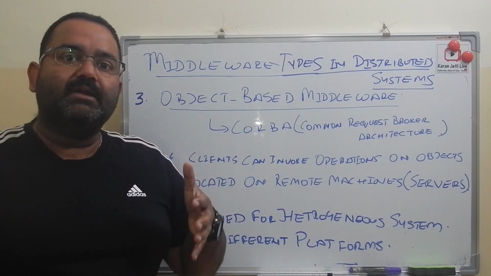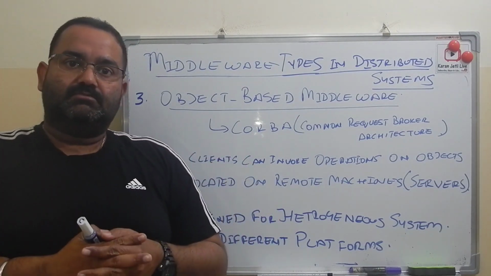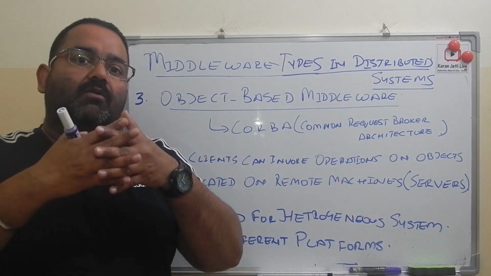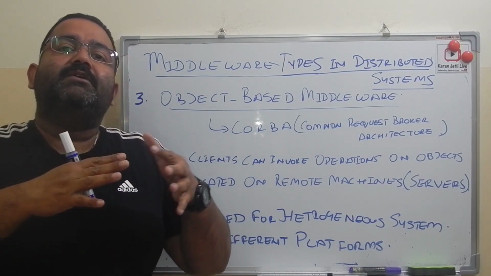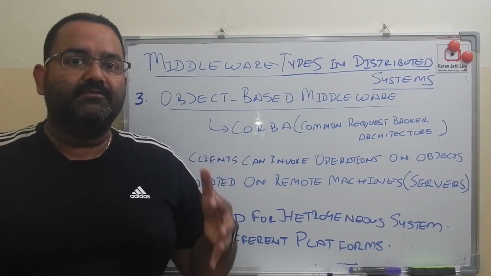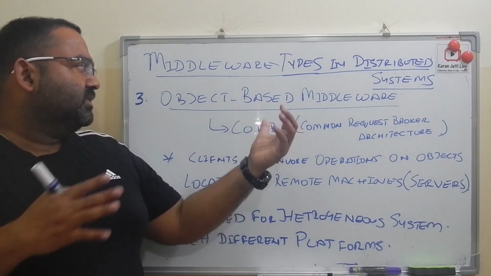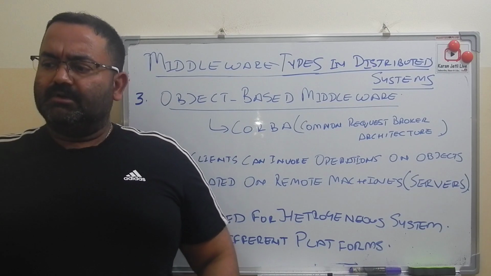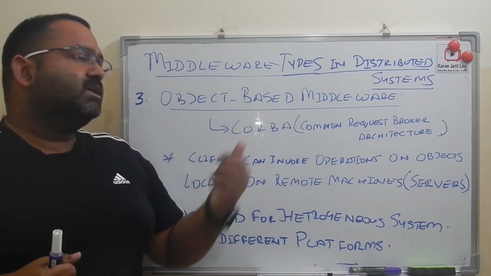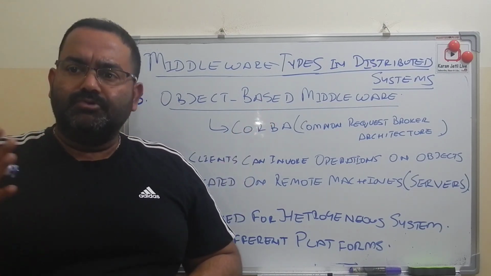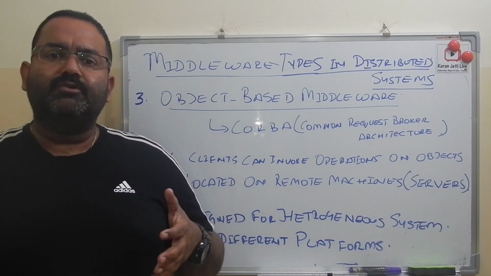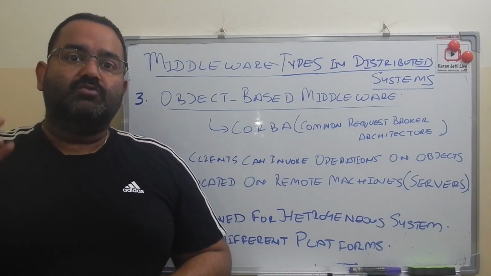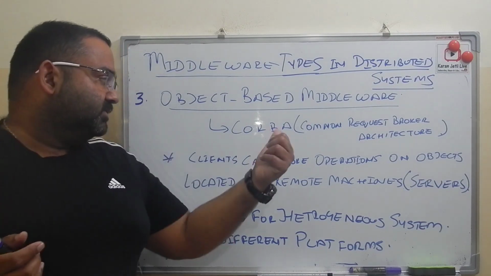CORBA was designed keeping in mind heterogeneous systems. So what is a heterogeneous system? A heterogeneous system is a collection of computers which have different platforms. It was designed for them. We also call it object based middleware. And guys, these days this type of middleware is very popular. These days everything we do, especially on the internet, is object based. So the example of object based middleware is CORBA.